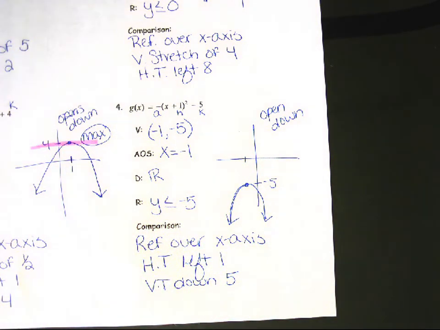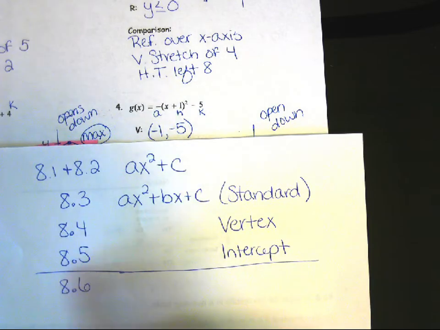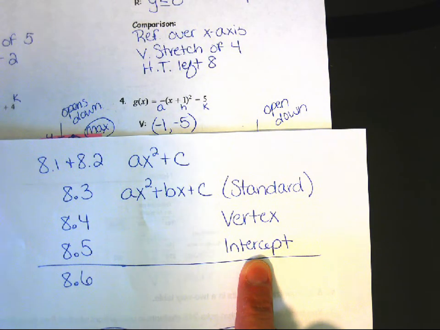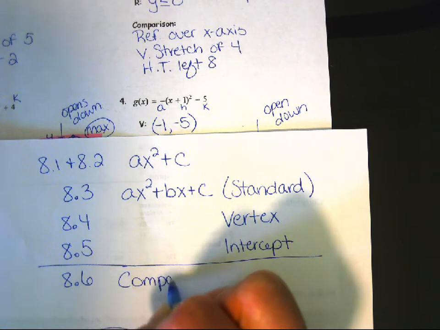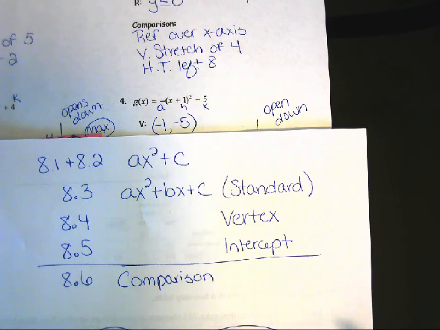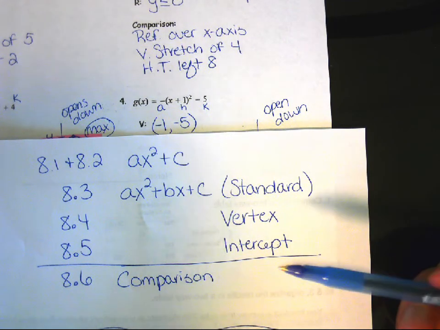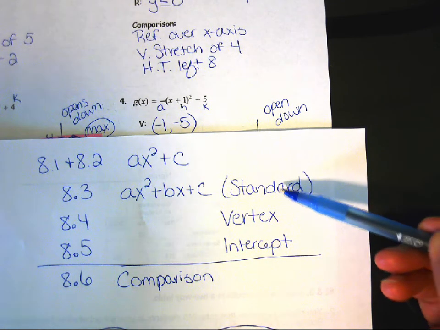And as I said at the beginning, now we're going to do intercept form for tomorrow. And then 8-6 is kind of a comparison. It's kind of a strange place where you're just comparing them. But for right now, we just want you to practice the different forms.